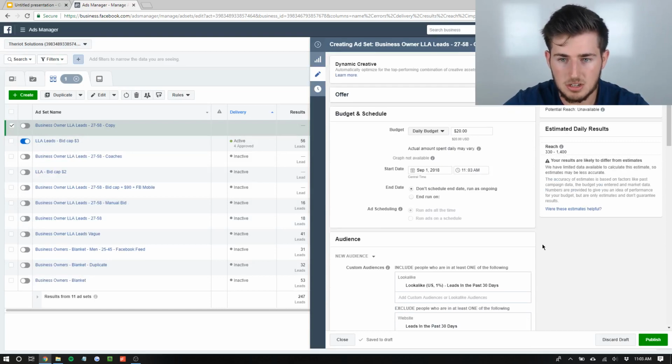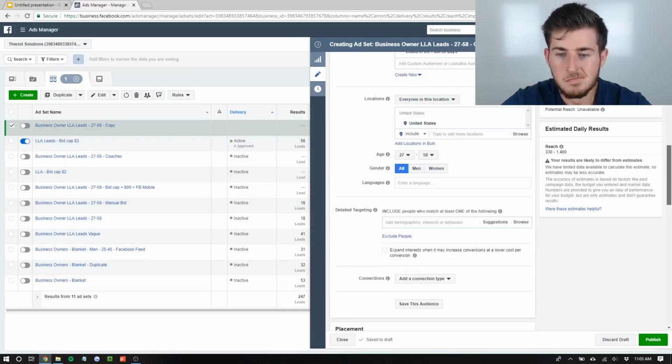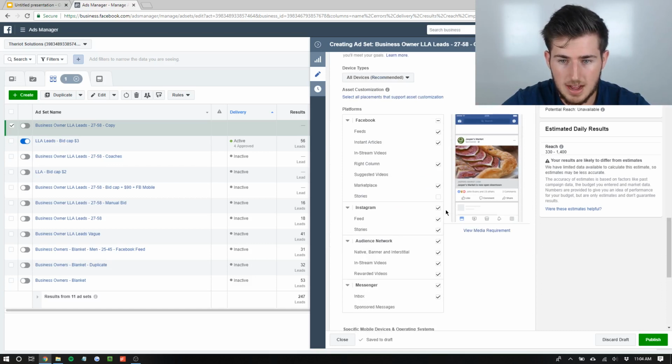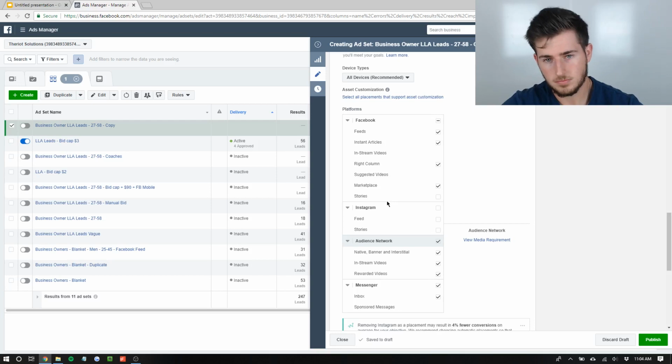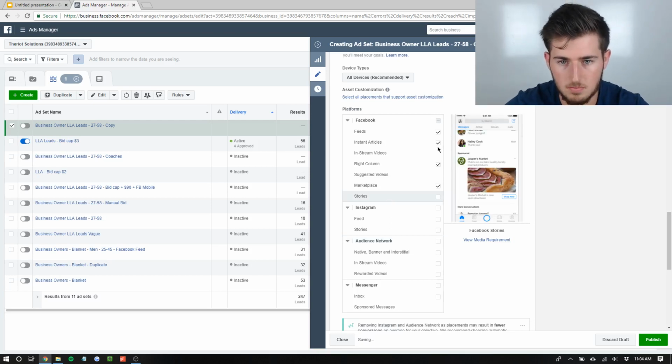So you can leave the daily budget around the same, and then you can scroll down. It was just the Facebook newsfeed. So make sure you change all your audiences correctly.